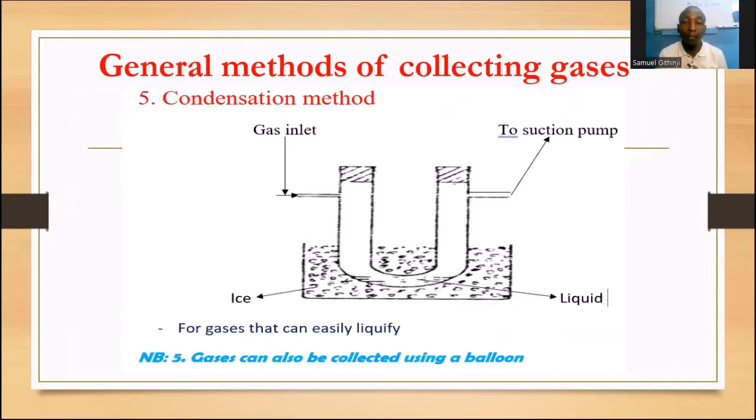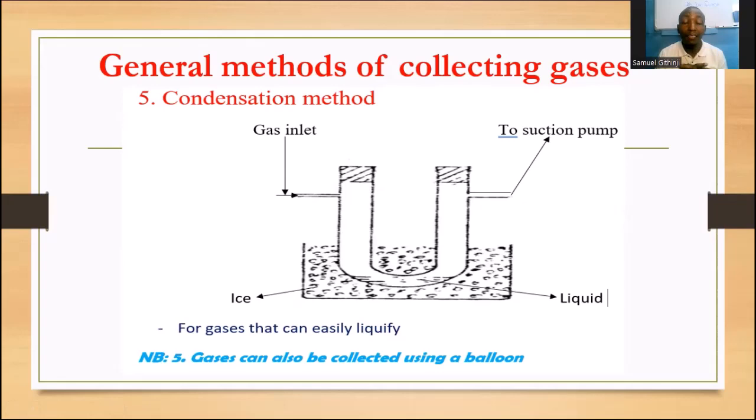Yes, we can use this method, though it is not very common. It's called the condensation method. If I want to collect steam or another gas like nitrogen fall oxide, I can simply use a U-tube immersed in ice cold water or ice cubes, and the gas will liquefy there. So this one is for gases that can easily liquefy. Otherwise, we can be innovative and collect gases using balloons and any other method.